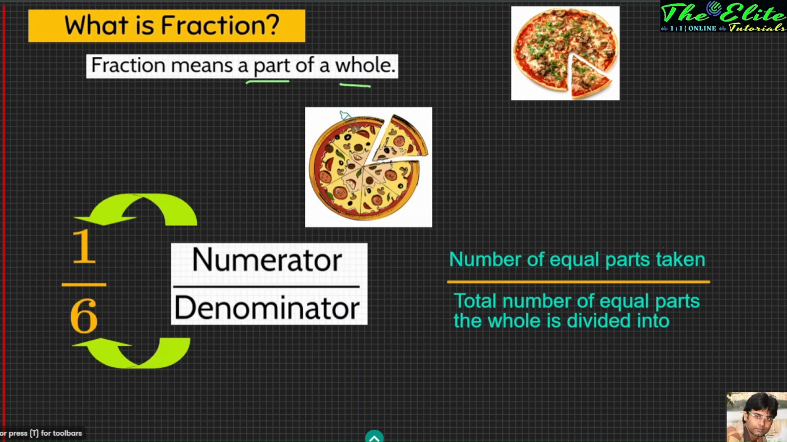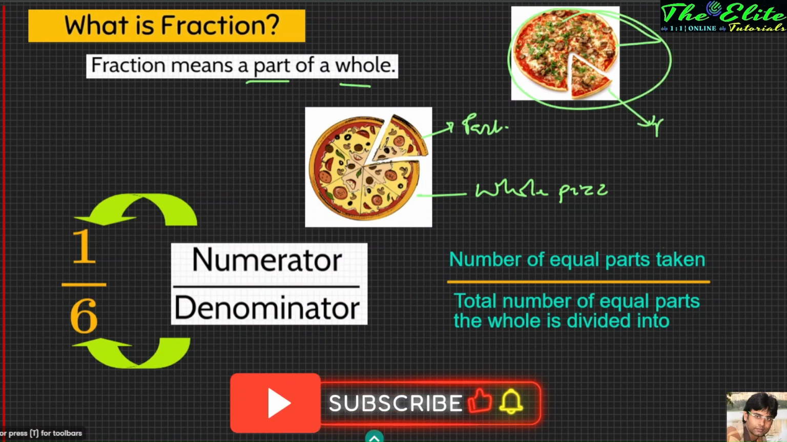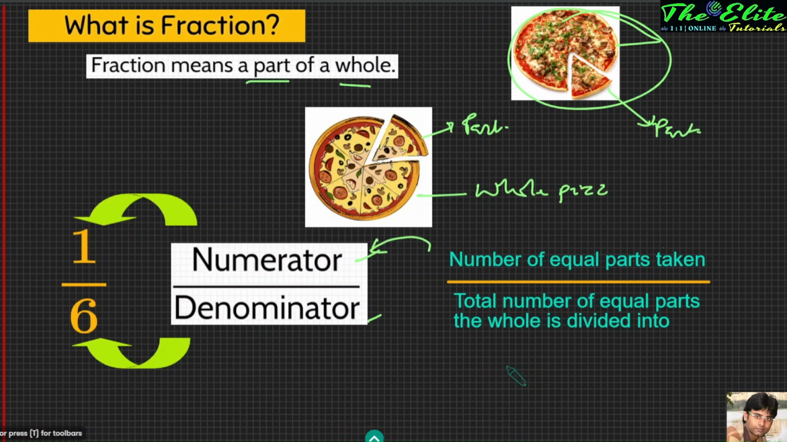of a whole. So fraction means a part of a whole. You can see here, this is a whole pizza and this is a part. So a part of a whole is a fraction, and it is written in the form of numerator over denominator. So what is numerator and what is denominator, we should know. The number of equal parts taken will be written in the numerator, and the total number of equal parts the whole is divided into, here for example it is 6, will be written in the denominator.